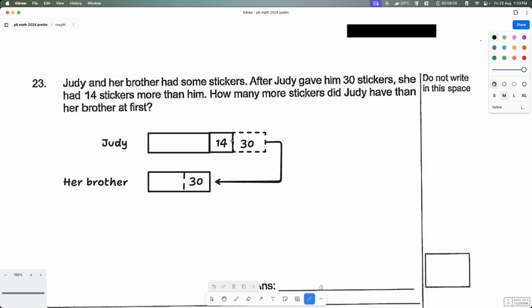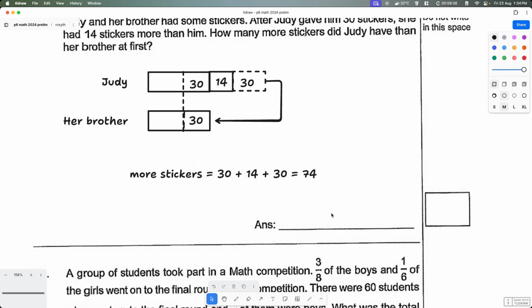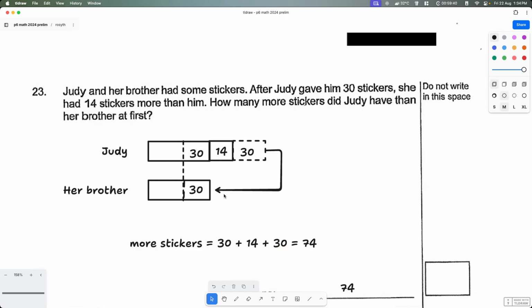So you might be thinking, oh, it's only 14 plus 30. No, the answer is actually more than that. If I draw the line over here, you could see that this is also 30, right? So at first, she has a total. More stickers is equal to 30 plus 14 plus 30. This will then become 74. Make sure you understand why, or double check as well, right? So that is how it should look like.